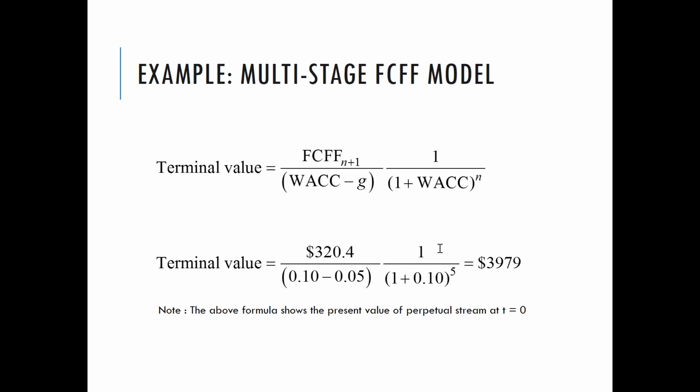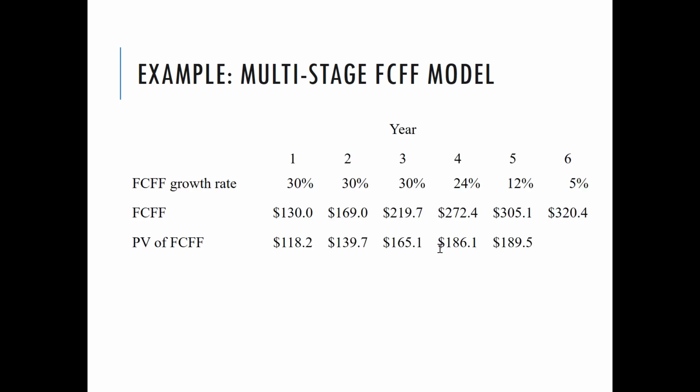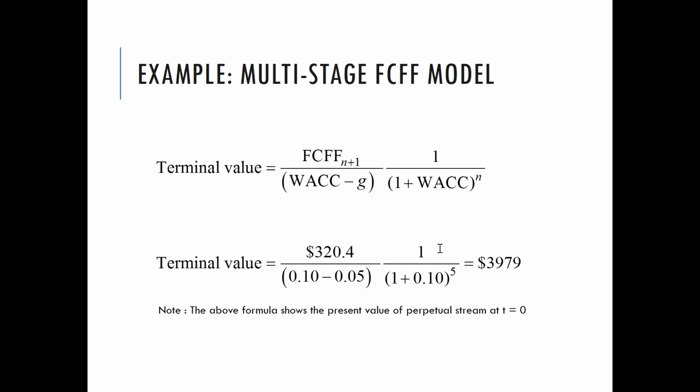We then divide it by the WACC minus the growth rate, so 0.1 minus 0.05, so 10% minus 5%. The first portion of this equation gives us the value of the perpetuity in year 5. The second portion discounts it back to the present value. That's all it does. The second portion basically discounts the value of the perpetuity back to the present value.